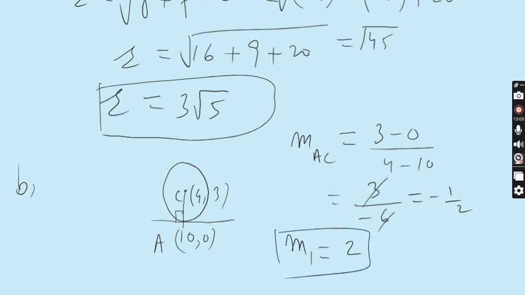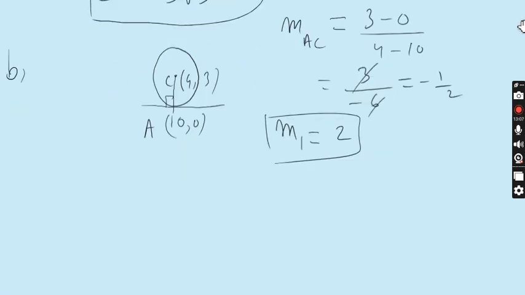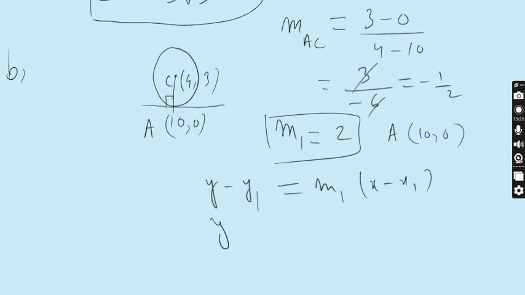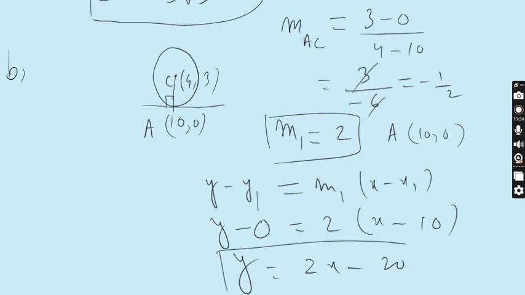So for this point A and the gradient 2, we can easily find the equation of tangent, which is y minus y1 equals m1 times x minus x1. Y minus y1 is 0, m1 is 2, x minus x1 is 10, so y equals 2x minus 20 is our answer. So this is the equation of the tangent.